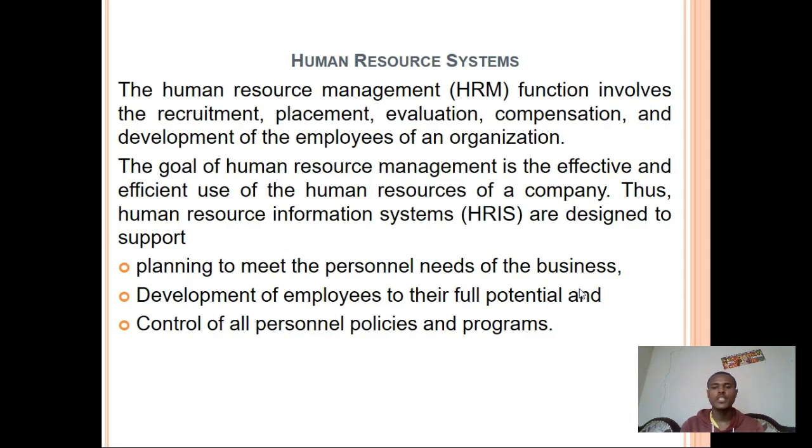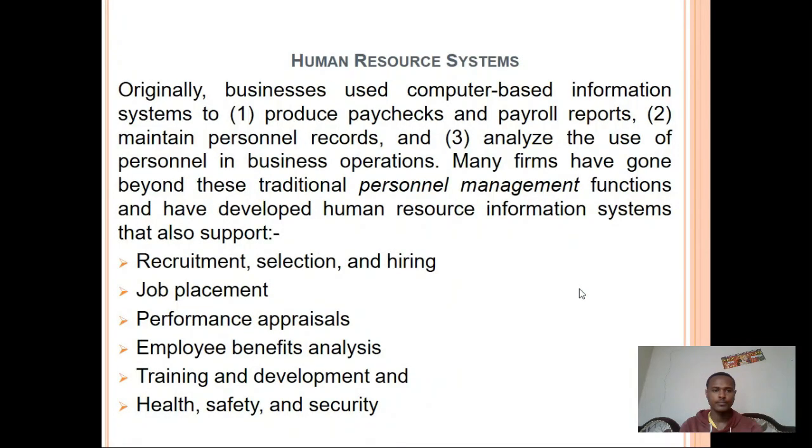Thus, the human resource information system is designed to support planning to meet the personnel needs of a business, development of employees to their full potential, and control of all personnel policies and programs. Originally, businesses used computer-based information systems for three major activities. The first is to produce paychecks and payroll reports, maintain personnel records, and analyze the use of personnel in business operations.